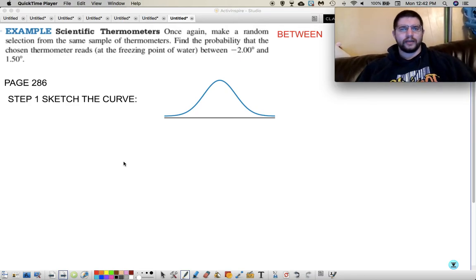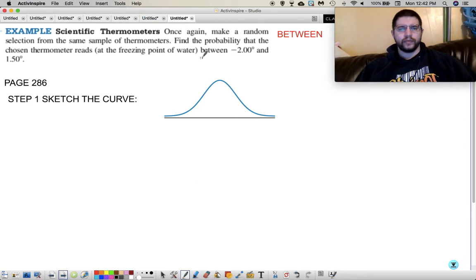Alright guys, I'm back. Trying to make a little more space, so hopefully we can finish it off with one more video. Picking up where we left off, we have a between problem. We want to find the probability that the thermometer reads between negative 2.0 and 1.5. So those are our z-scores.